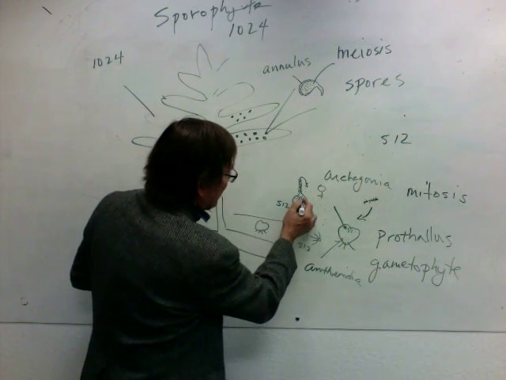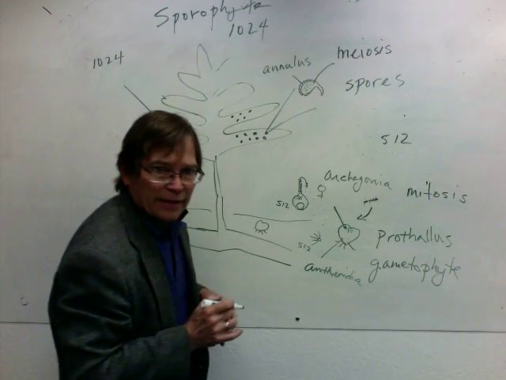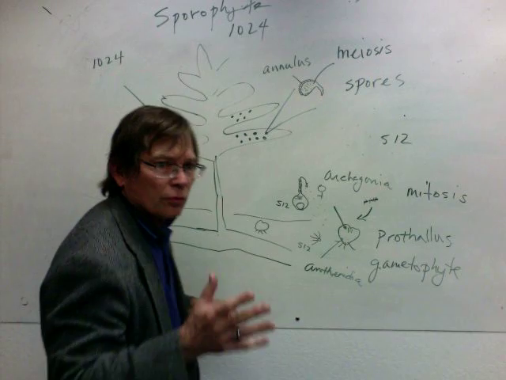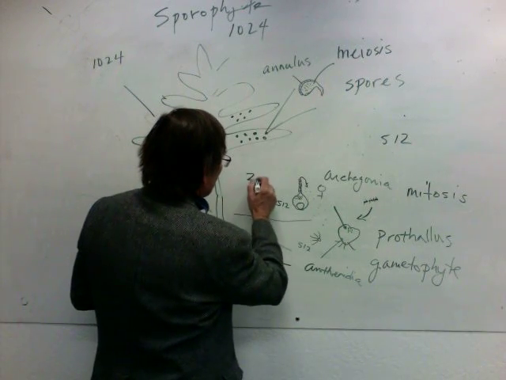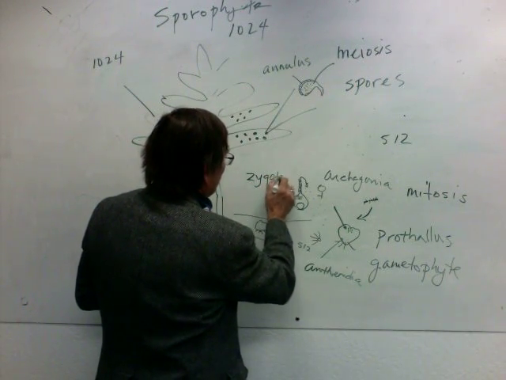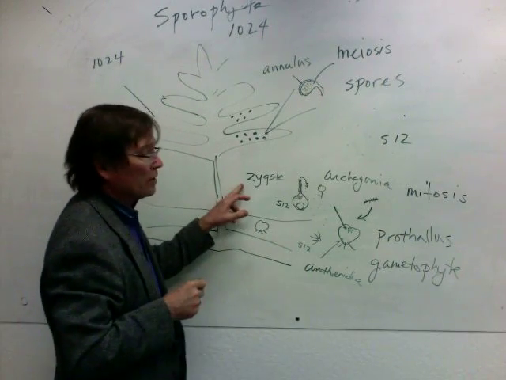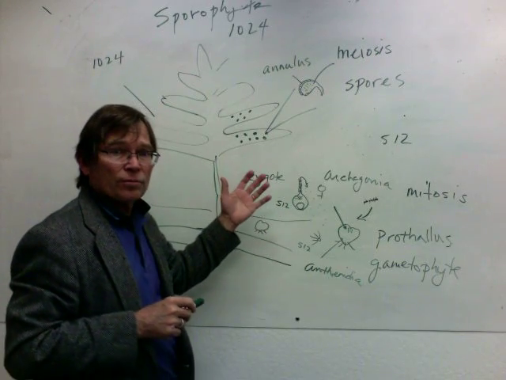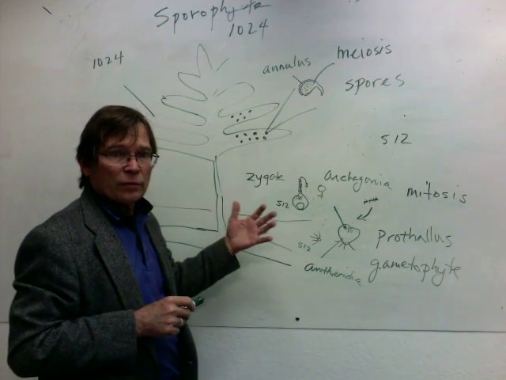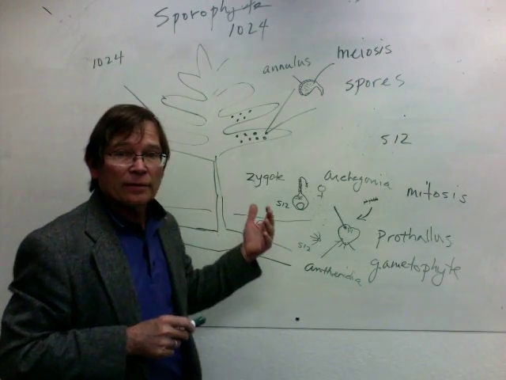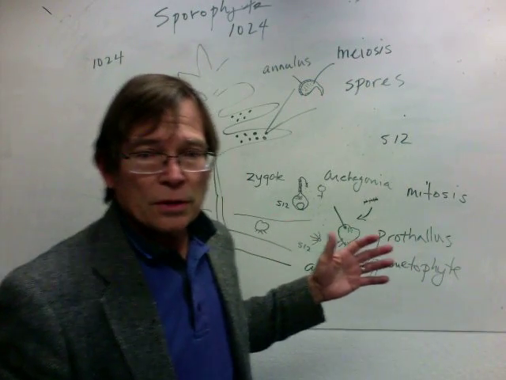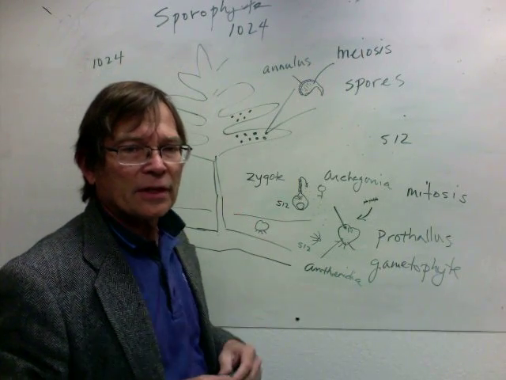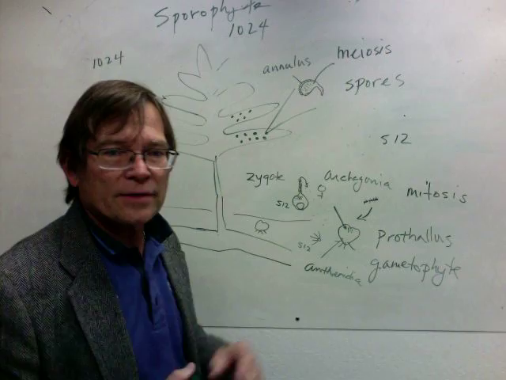They fuse together, fertilization, and what do you get after fertilization? What's that cell called? Do you remember? A zygote. That is the beginning of the life of a new individual. Okay, so this is sexual reproduction. I know it's kind of strange, but this is how it works in ferns. And in fact, this is how it works in all plants. But of course, the details are very different in a flowering plant. We'll get to that later.